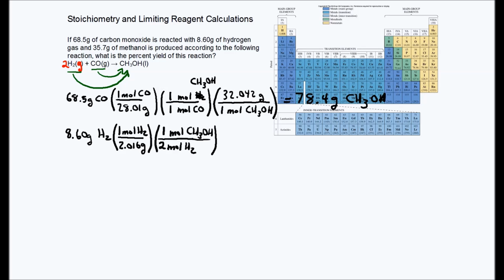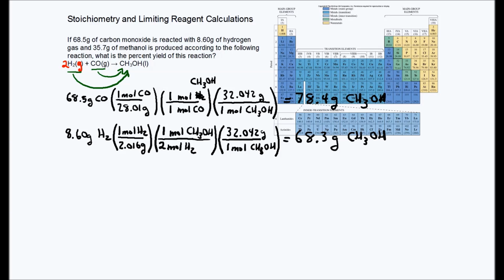2. And now I convert from moles of methanol, so 1 mole CH3OH, into grams, 32.042 grams of methanol. It's the molar mass of methanol again. So 8.6 times 1 divided by 2.016 times 1 divided by 2 times 32.042. And I get a number, 68.3 grams of methanol.